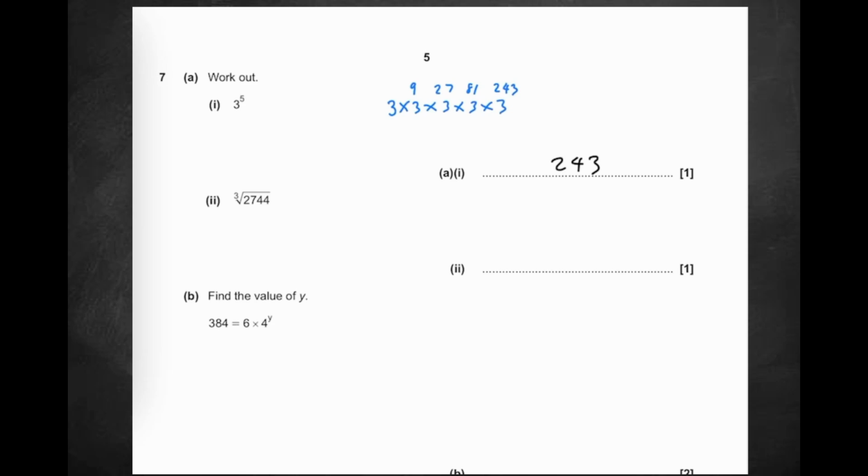Part II, slightly more complicated to do in my head. The cube root of 2,744. So I'm going to do that on my calculator. 2,744. It's just 14.